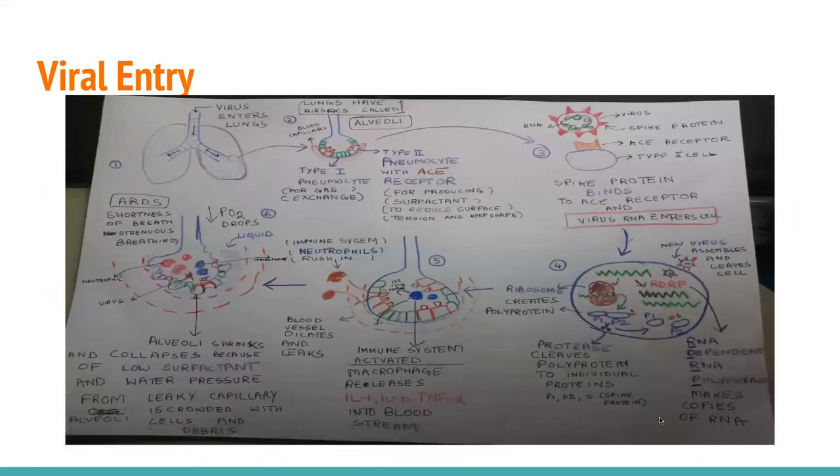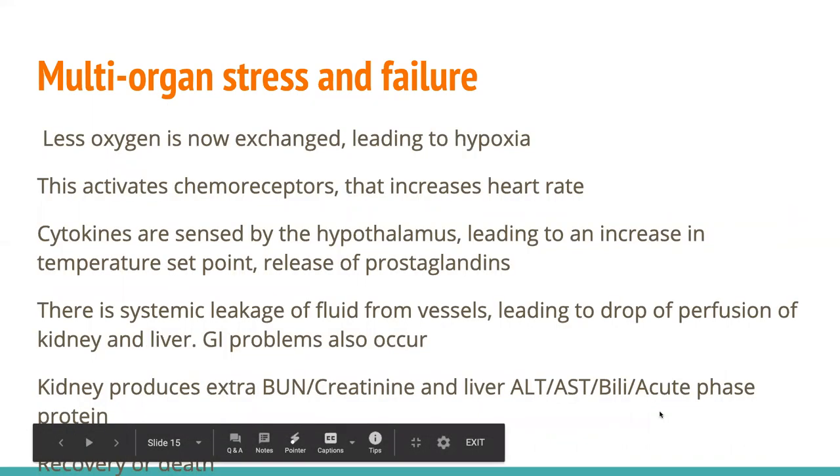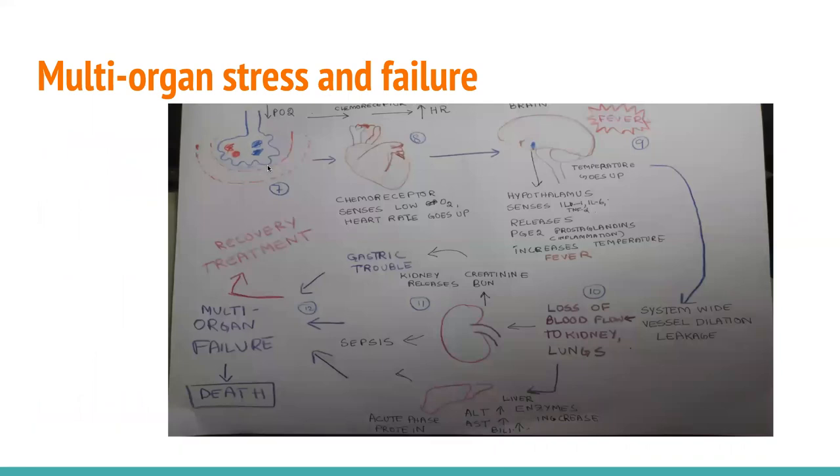But then what happens after that? Sorry. So I'll show this first. So this is where we are in the cartoon. Like the alveoli has shrunk, and there is all this going on. But your pressure of oxygen has dropped. So there's hypoxia, and there are chemoreceptors in the body.